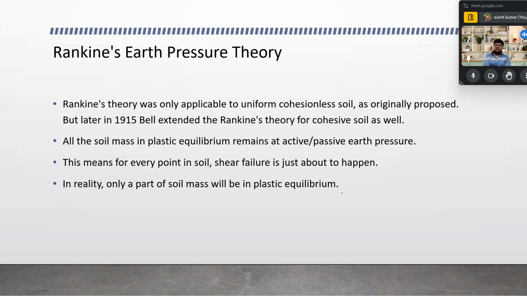We say this theory was only applicable to the uniform cohesionless soil as originally proposed, but later in 1915 Bell extended the Rankine theory for the cohesive soil as well, and all the soil mass in the plastic equilibrium remain at the active or passive earth pressure, and this means for every point in soil shear failure is just about to happen. And when we talk about reality, only a part of the soil mass will be in the plastic equilibrium in the real sense, because that is rarely the case.